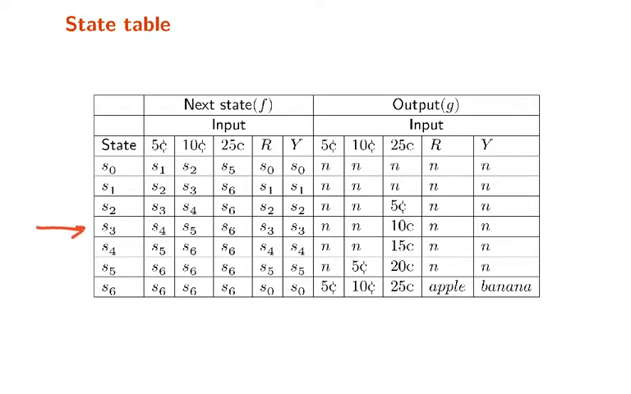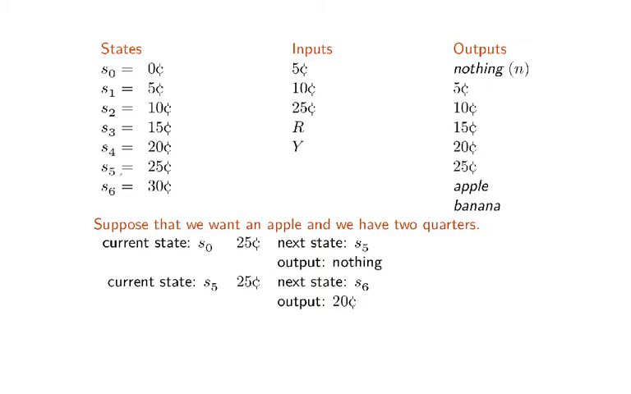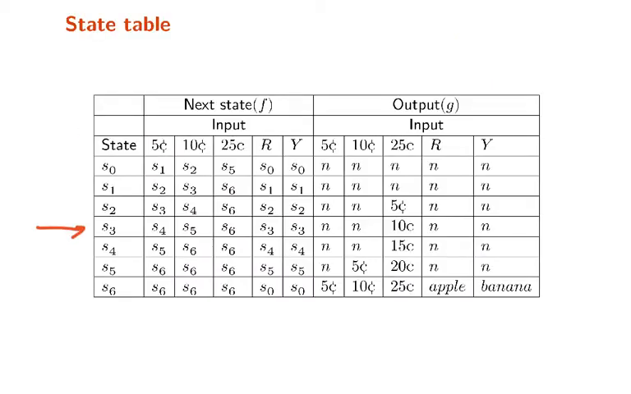For instance, S3. I remind you that S3 is when there is already 15 cents in the machine. So let's suppose that we are in the state in which there are 15 cents in the machine, S3, and we press, let's say, R. So what is the next state? Well, S3, right? Because we are not putting more money here, so we are still going to be at S3. And what will be the output if we press R? I mean, we have only 15 cents. No matter how many times we press R, we are going to obtain nothing.